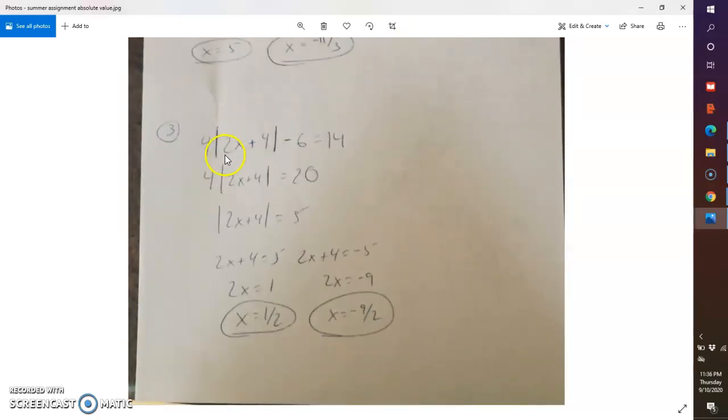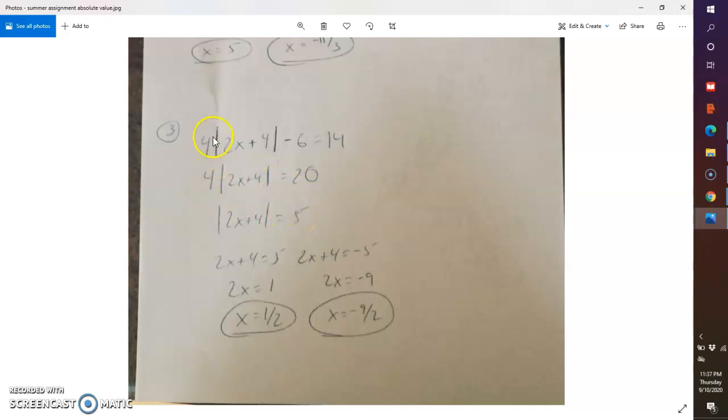Now, if we come down to the bottom one here, whenever you have an absolute value in the middle of an equation, you have to get the absolute value alone. You almost have to treat the absolute value as its own variable for a minute. How do I do that? I add the 6 over, and I get 20. I divide by 4, and I get 5.